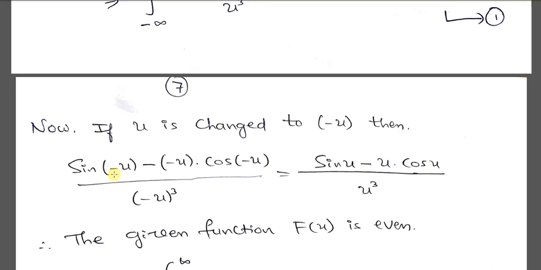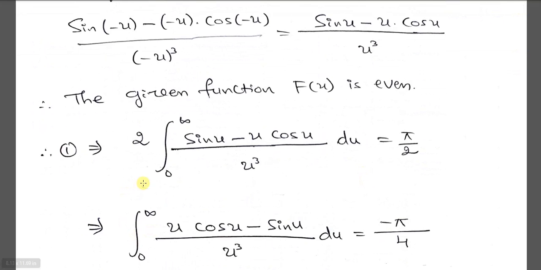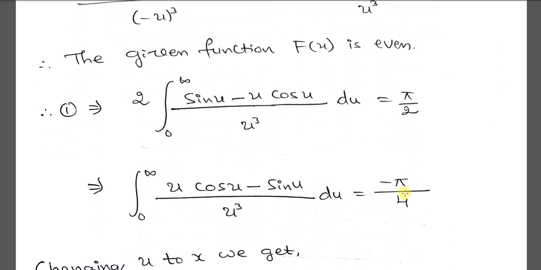So sin of minus u, cos of minus u by minus u cube. Again we get the original function, so the conclusion is the given function is even. Therefore this can be written as 2 times integration 0 to infinity, with the 2 shifted to the RHS. Therefore we got the answer as pi by 4, but in the question they are asking for u cos u as the first term, so interchange, so minus goes to RHS.